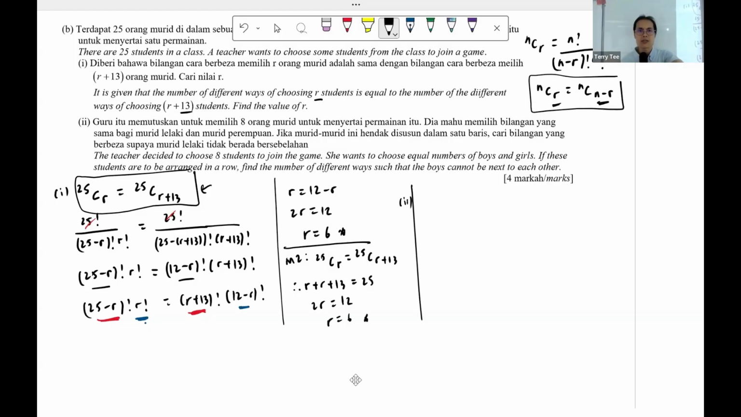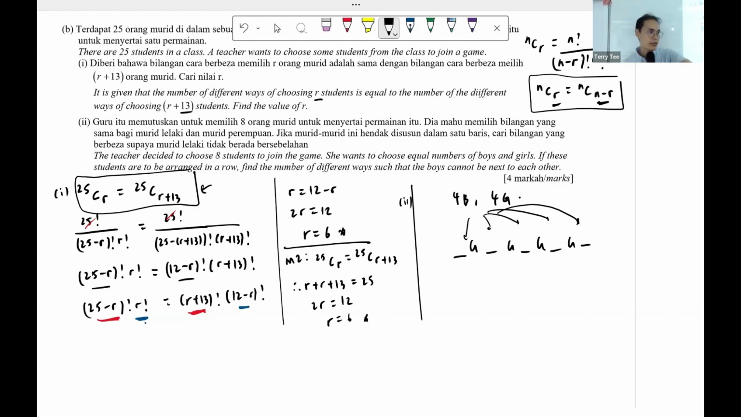Okay, so this method is also quite interesting because you have 4 boys and 4 girls, and your boys cannot be next to each other. So that means the boys must be separated from the girls. Yeah, the boys must be separated from the girls. So how do you make them separated? You put girl, girl, girl, girl. Put the boys here, right? So you're going to fit 4 boys into 5 empty spaces between the girls. So the way of thinking is different. You cannot say, oh, 5 arrange 4.